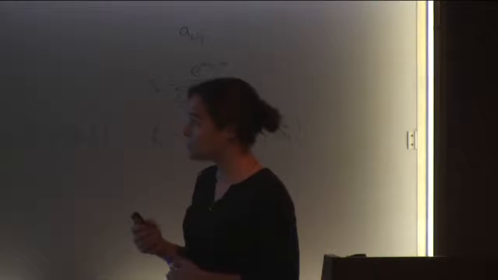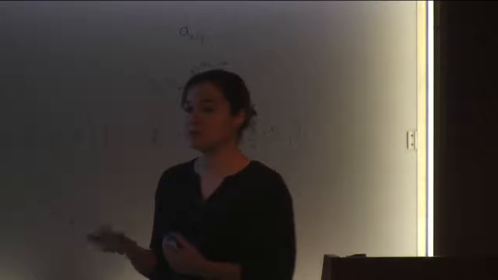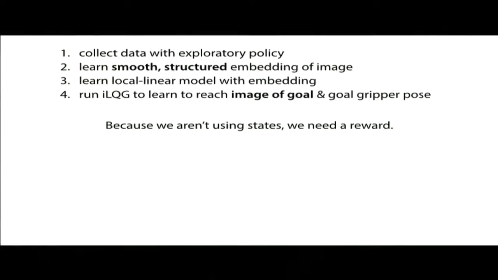Okay, and so now we have our low-dimensional embedding of the image, and because we aren't using the low-dimensional state of the system, we need some sort of reward or objective on our embedding in order to apply a model-based RL method. We need some way to know, given our current embedding, what is the cost of that state? We need a mapping that tells us, given an image, what is the cost of that embedding?